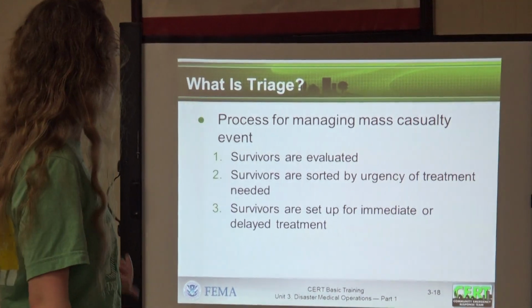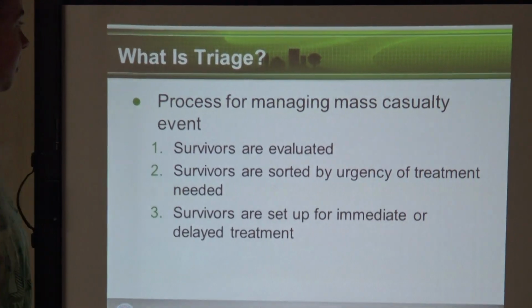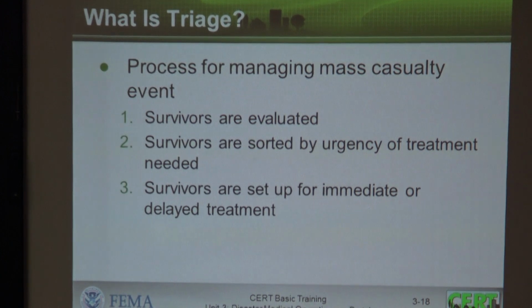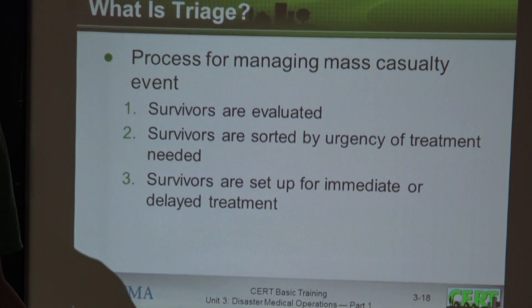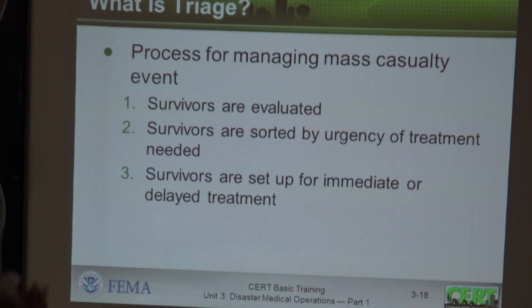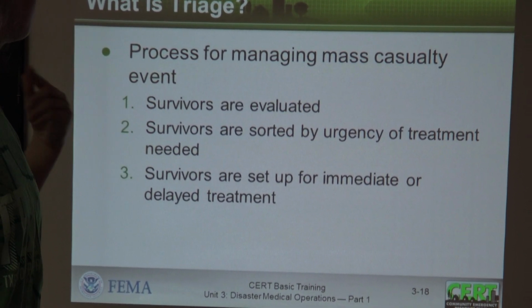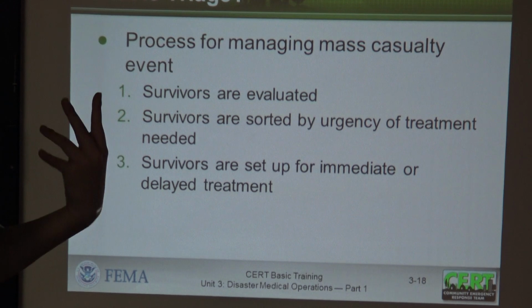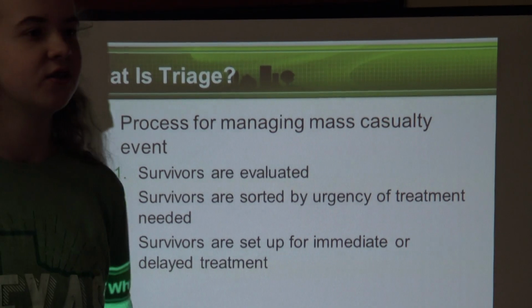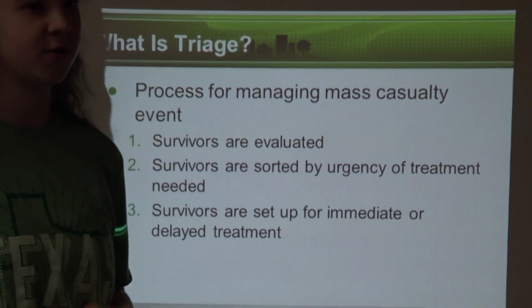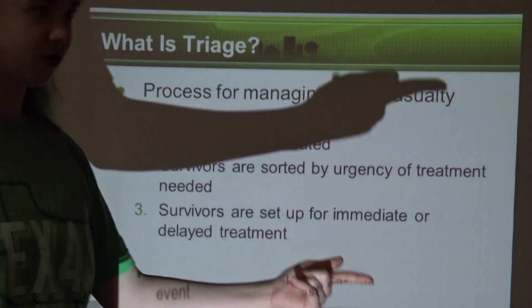And then triage. It's the process for managing mass casualties. Like in a car crash, if there's 3 people in the car crash, who do you go to first? You have to evaluate the survivors. Like I was saying, if there's 3 people in a car crash, 2 of them seem to be unconscious, but one of them you know for sure is alive, go to the one that's alive.